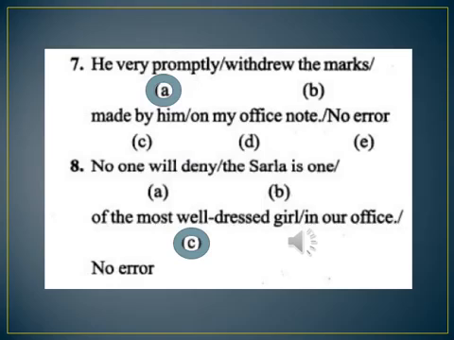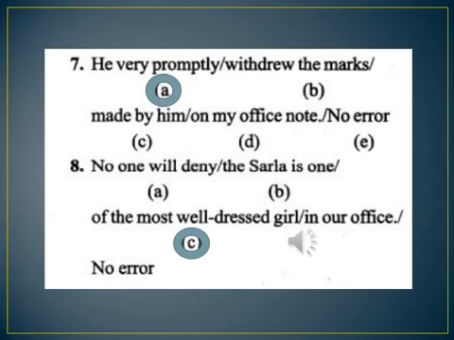Question number 7. He very promptly withdrew the marks made by him on my office note. He is the subject and the verb is withdrew. You can't use very promptly, which is an adverb, there before the verb. He withdrew the marks very promptly, that's correct. Or you can say very promptly he withdrew the marks. So therefore the error is in A, and the error lies with very promptly.